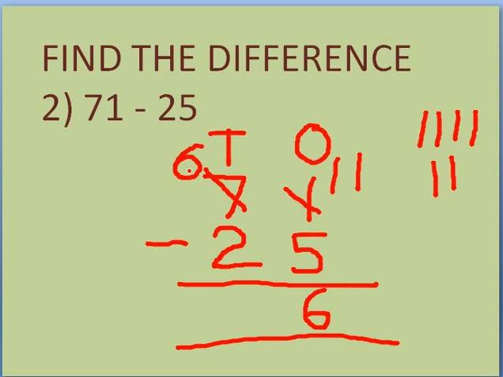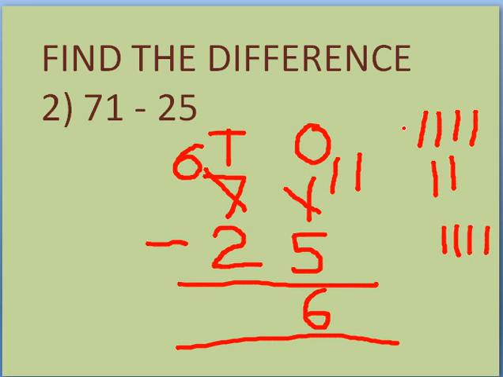Now there are 6 tens. Now 6 tens minus 2 tens. 6 minus 2. Again we'll start our backward counting after 6 and we will come to 2. So after 6 it is 5, 4, 3, 2.